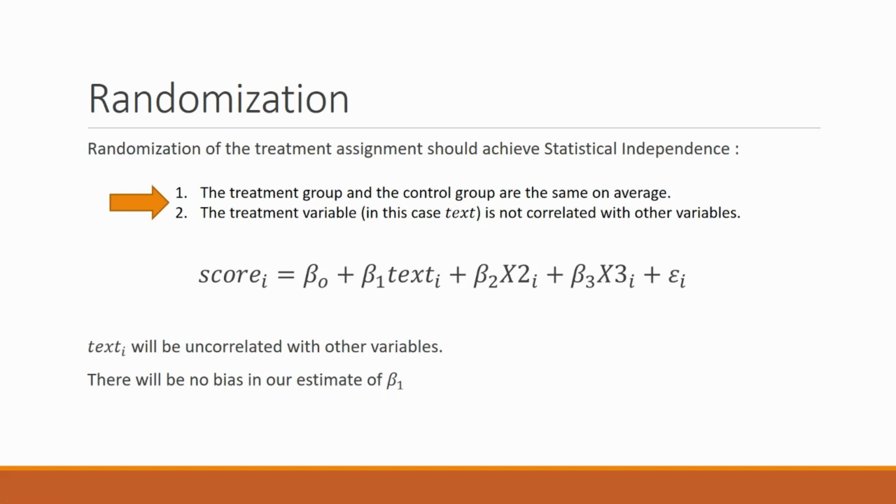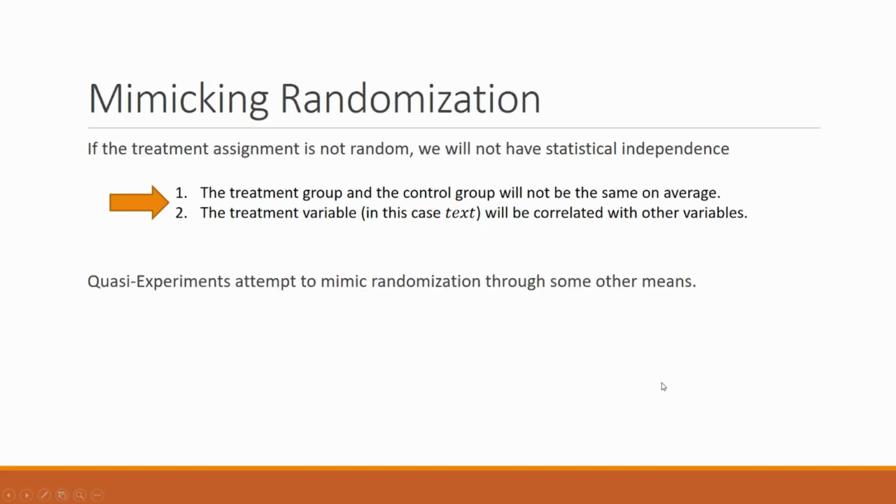Quick review of it to make sure we reinforce the concepts. If the treatment is randomly assigned, we should achieve statistical independence, which means the treatment group will be the same as the control group on average, and the treatment variable will not be correlated with other variables, included or excluded from the model. All right. So now what we do with quasi-experiments is we want to mimic that.